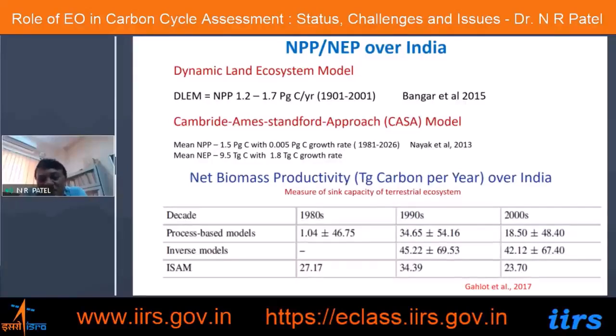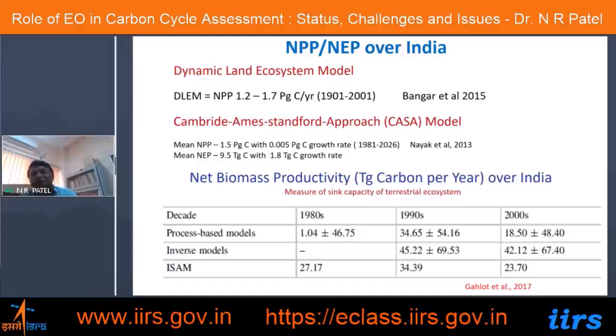Similar kinds of values were also quantified by a dynamic land ecosystem model, that is 1.2 to 1.7 petagram carbon. When we talk about net ecosystem exchange, it is the net amount of carbon which is stored and added to the soil. That amount of carbon stored and added to the soil is the net biome productivity. Net biome productivity is increasing in India from 1980 to 2000. Most of the models implemented in India show an increase in the net amount of carbon being stored in India beyond the 1980s.